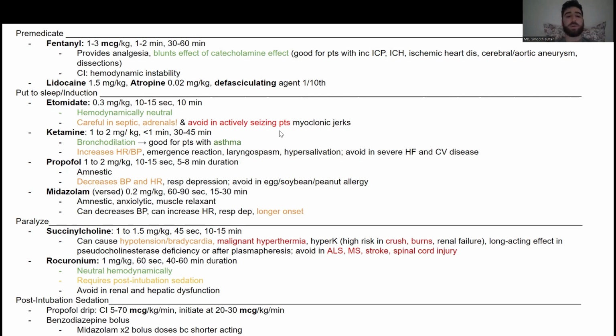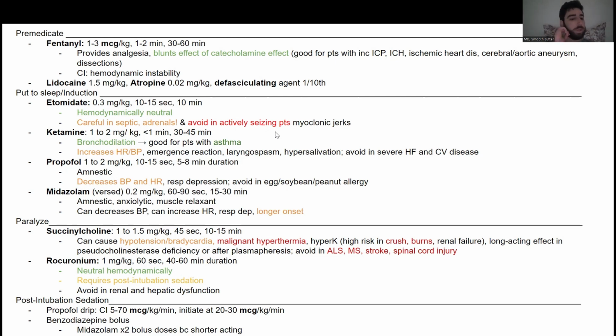Ketamine is great because it's a bronchodilator. It's a phencyclidine derivative, so it's a similar compound to PCP. It releases catecholamines, and it's going to bronchodilate your patient. It's going to increase heart rate and blood pressure. It's really good for patients with asthma.